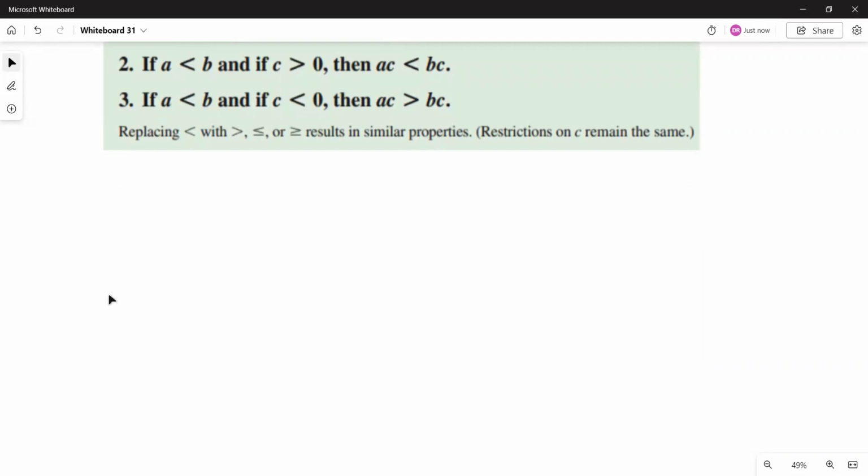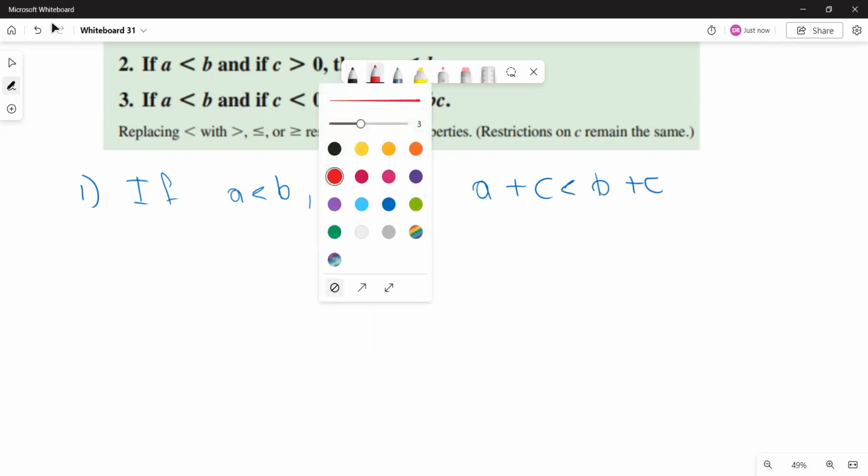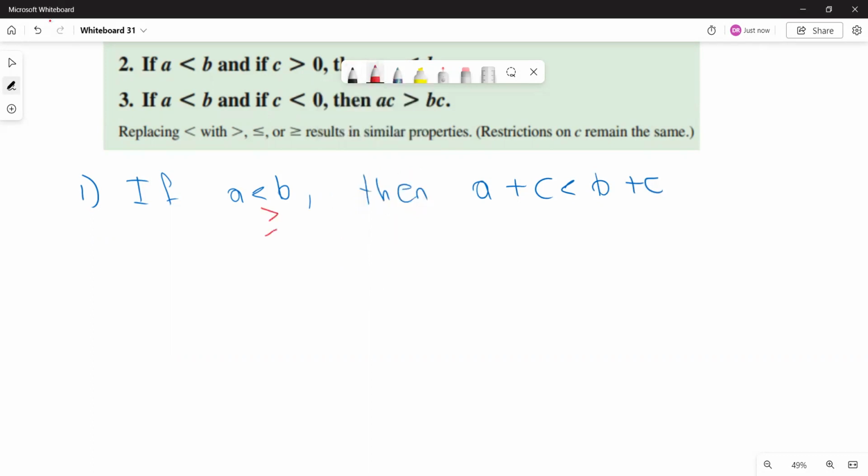So in general, number one, if a is less than b, then adding the same thing to both sides will not change the inequality. And the same is true for any inequality symbol. That can be greater than, or less than or equal to, or greater than or equal to. In any case, the inequality is preserved.